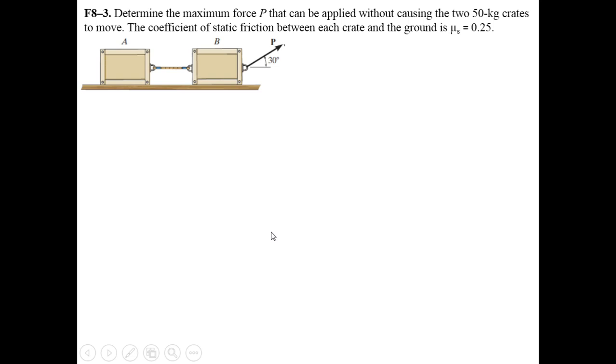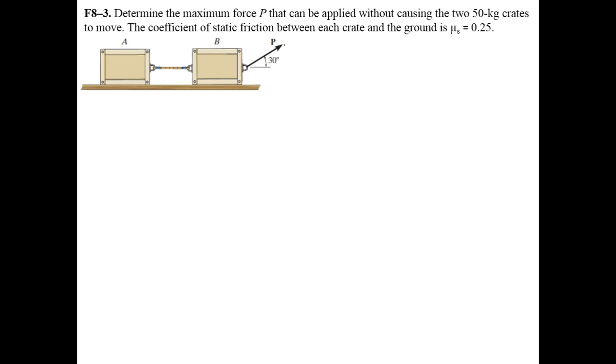So welcome to this new lecture on Statics 106, and today we are going to solve some more problems on friction. This is problem F8-3 of your textbook, and it is required to find the value of this force P that can be applied without causing the two 50-kilogram crates to move, while the coefficient of static friction between each crate and the ground is 0.25.